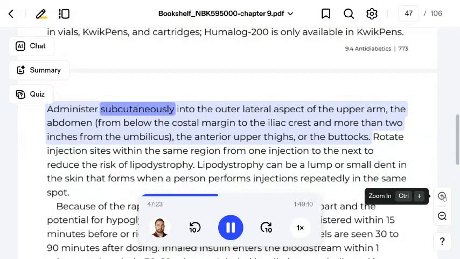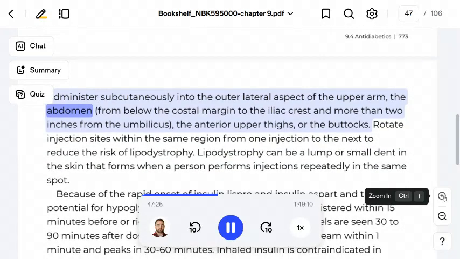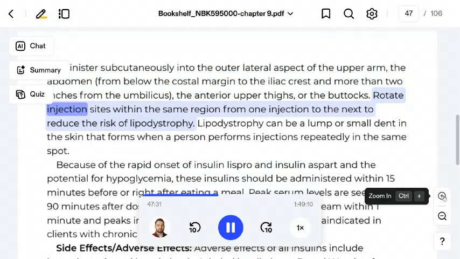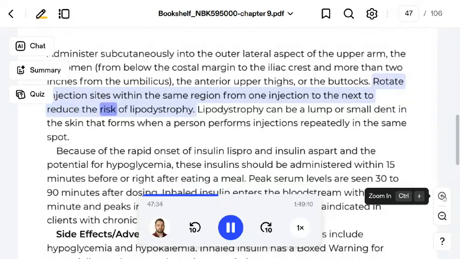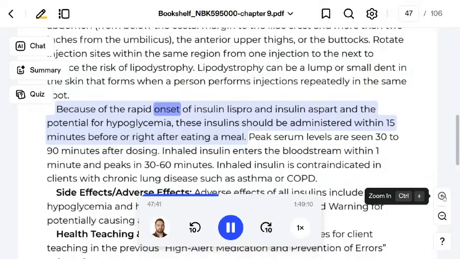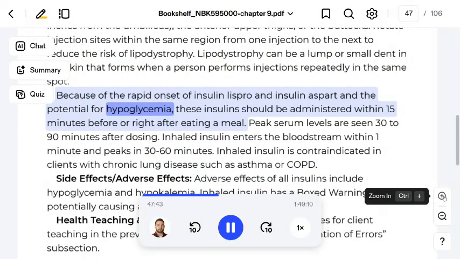Administer subcutaneously into the outer lateral aspect of the upper arm, the abdomen, the anterior upper thighs, or the buttocks. Rotate injection sites within the same region from one injection to the next to reduce the risk of lipodystrophy. Lipodystrophy can be a lump or small dent in the skin that forms when a person performs injections repeatedly in the same spot.